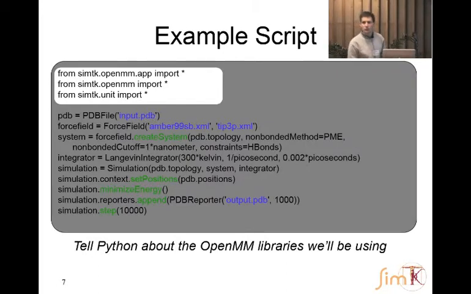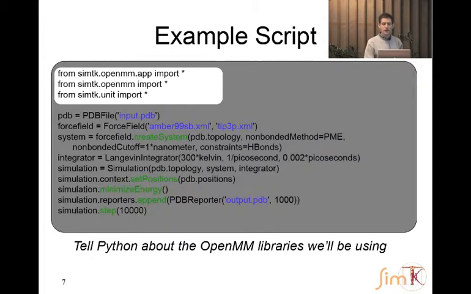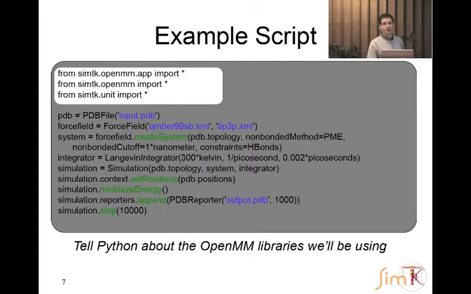So the first thing it does is these few lines that say "from blank import star." You don't even need to worry about these. These are just telling Python that we're going to be using the OpenMM libraries. These lines go at the top of the script. Don't worry about the details of them.